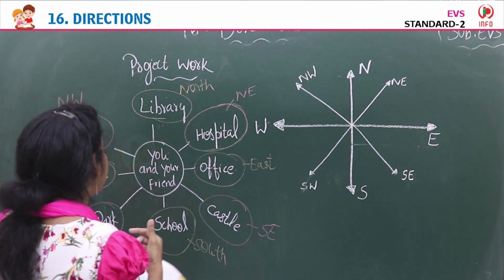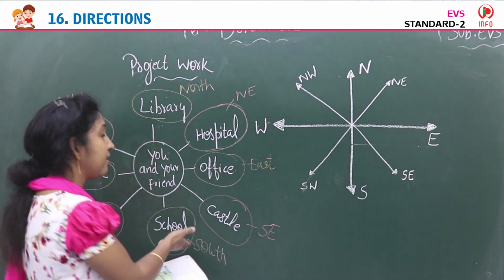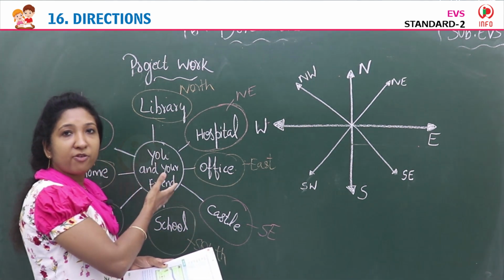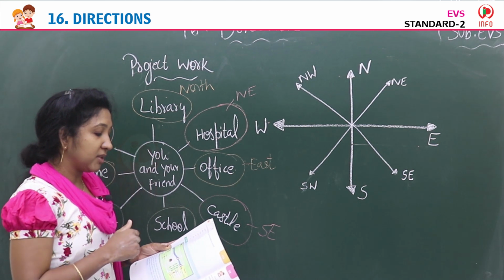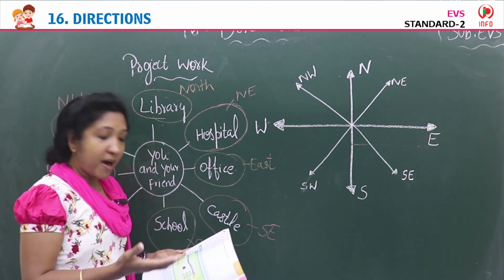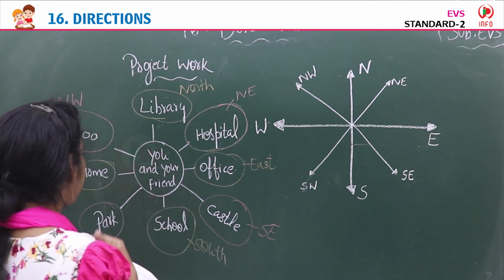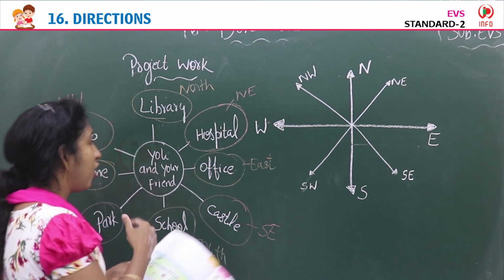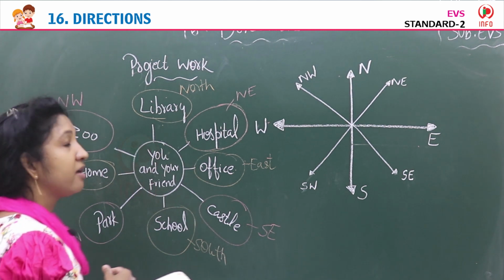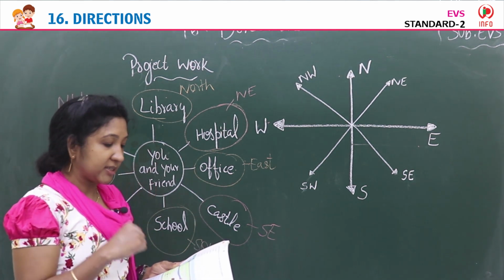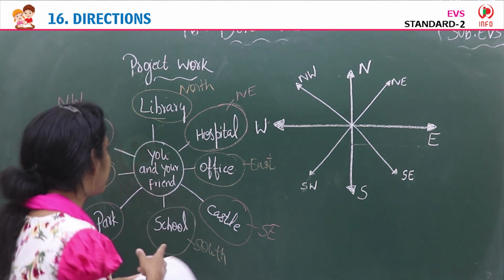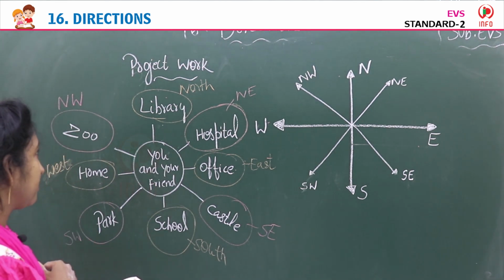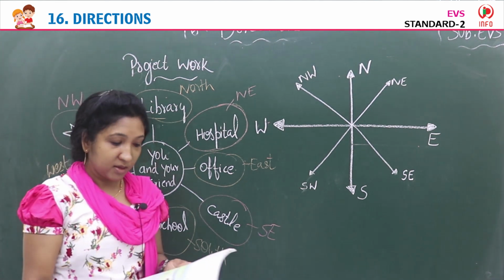Next, school. Where is school? School is to the south of you and your friend. So you can write south there. Now park. Where is the park? In the southwest or SW. Home. Where is the home? West side. So west. Then zoo. Zoo is on the northwest side. NW. Yes.